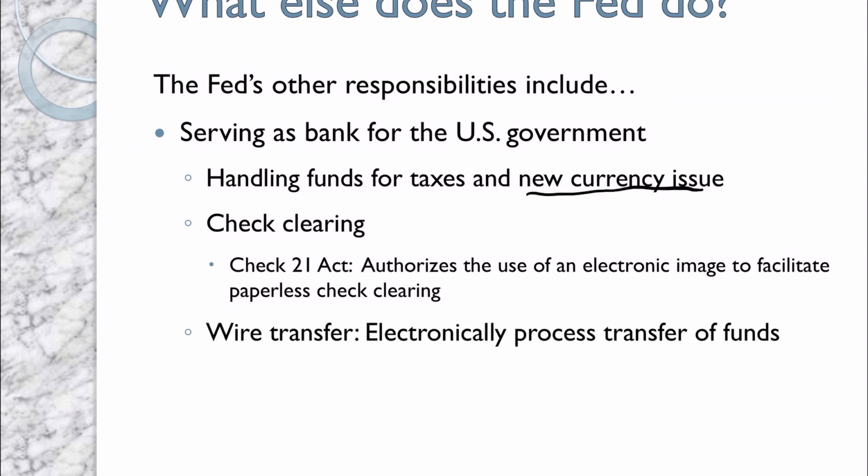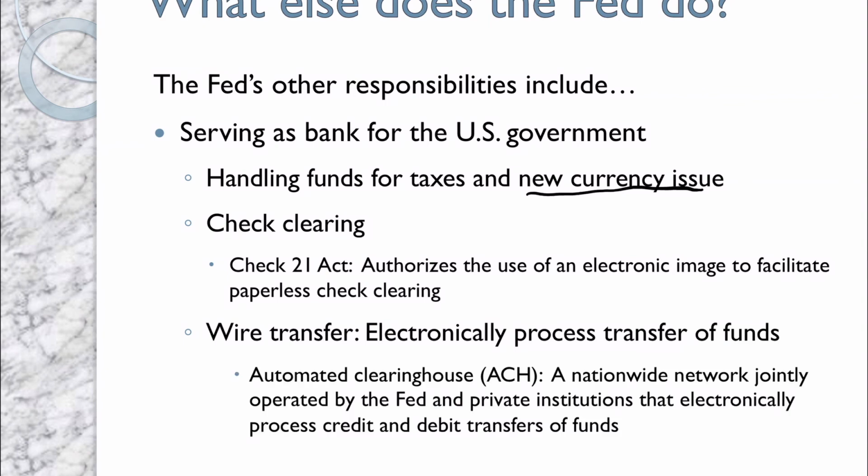Another Fed responsibility is wire transfers, to electronically process transfer of funds, in two different ways. One is called an automated clearinghouse, an ACH, a nationwide network jointly operated by the Fed and private institutions that electronically process credit and debit transfers of funds. You've probably all engaged in an automated clearinghouse before. Anytime you pay a bill online, that's through an automated clearinghouse.